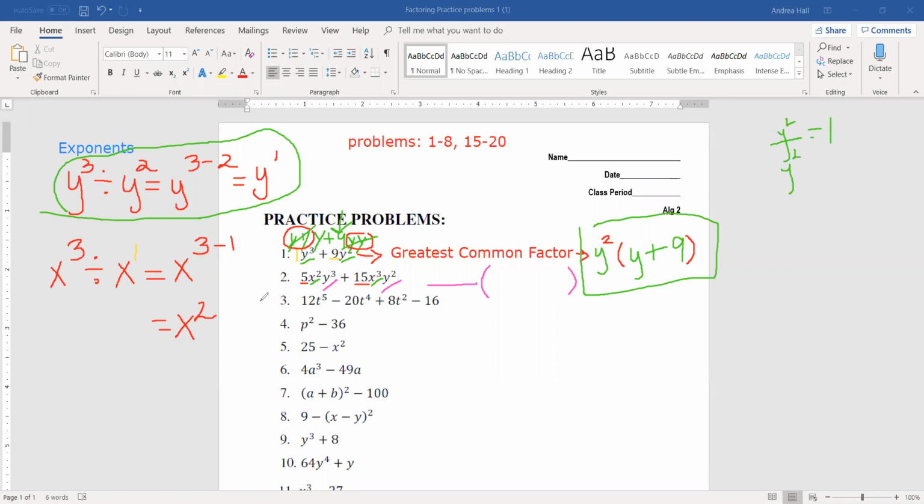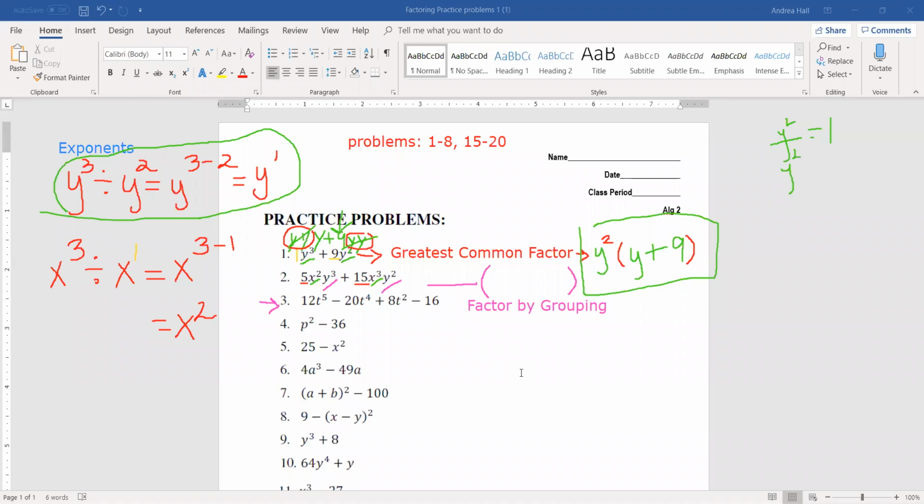Let's take a look at number 3. This one is a little tricky because there are 4 terms. This is a factor by grouping problem. So the first 2 is greatest common factor. This is a factor by grouping problem. Okay? Why is it called factor by grouping?